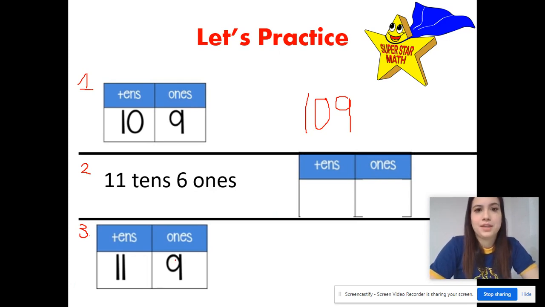Okay, awesome. This one you should have done 2 and 3 on your own. Are you ready? How would we write 11 tens and 6 ones in the place value chart? What do I write in the tens place, boys and girls? What number? Get ready. Yes, 11, because we have 11 tens. What would I write in the ones place? Get ready. 6 ones, because we have 6 ones.